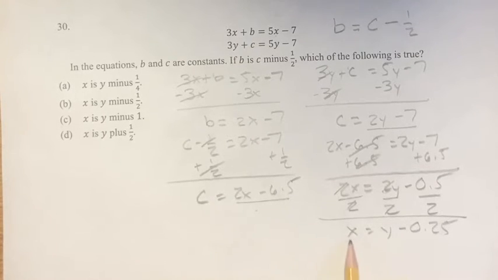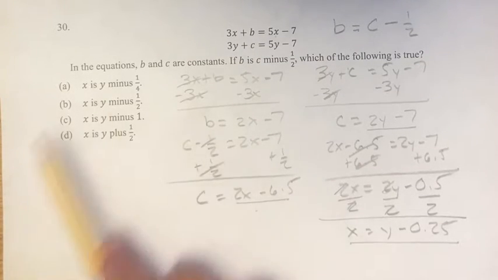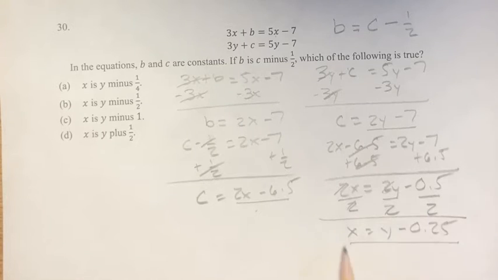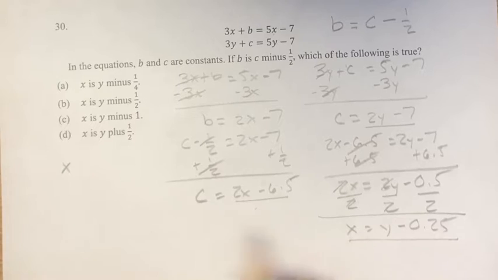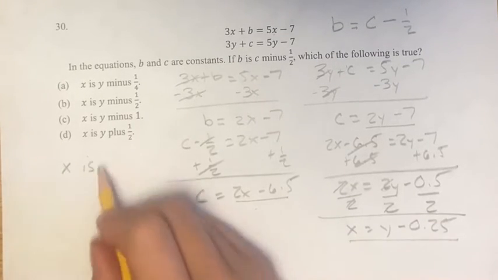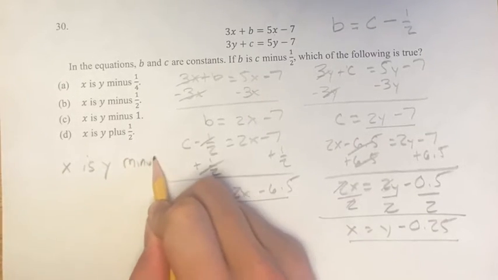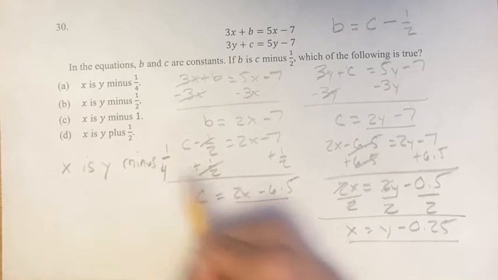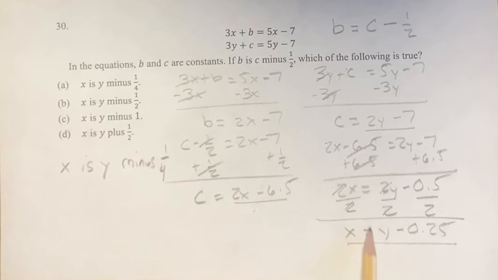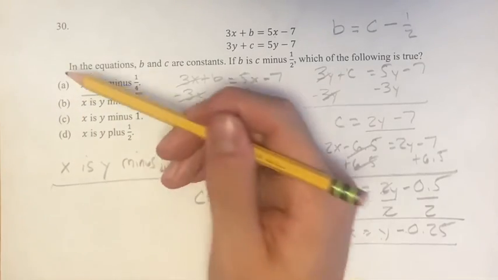And from this information, which of the following is true? Well, we want to turn this into one of these. So we have x, and then the equal sign you can turn into "is", and then y minus 0.25. What is 0.25? 0.25 is 1/4. So we have x is y minus 1/4. This lines up with A, which is going to be your final answer.